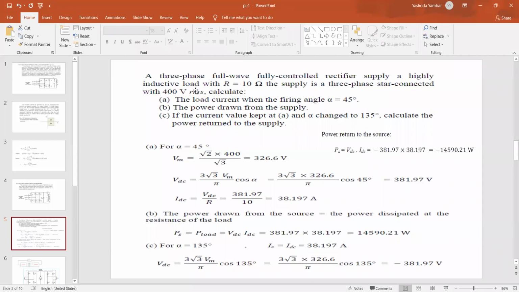So a highly inductive load with resistance, three-phase star connected. For star connected, V is 400, the line voltage. So what is the phase voltage formula? Phase voltage equals line voltage by root 3. So V phase equals 400 by root 3 we are going to take. They are asking in the first part: calculate the load current when firing angle alpha is 45 degrees. So we start with this one. Alpha equals 45 degrees.